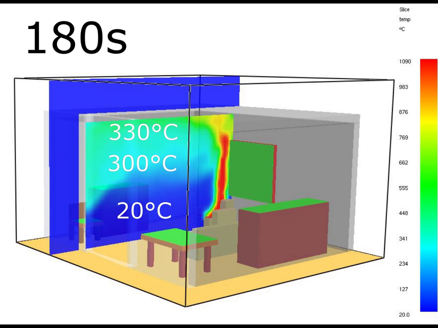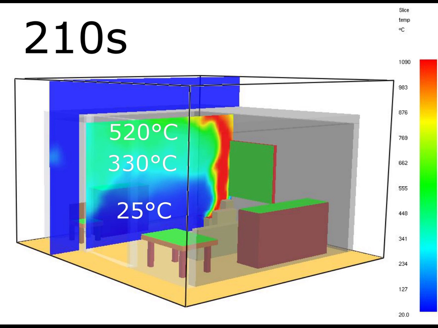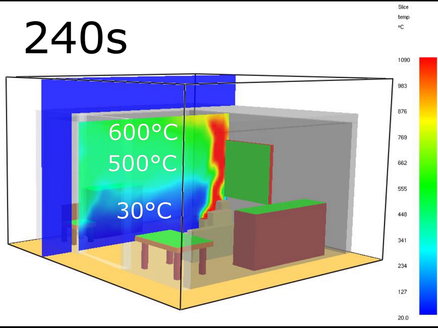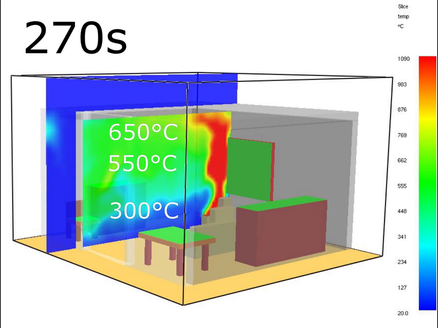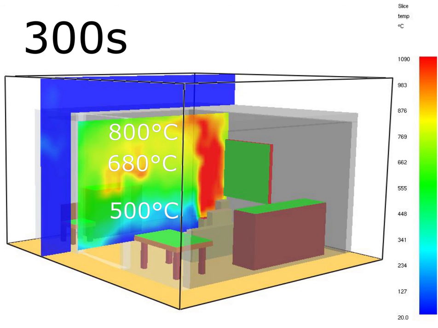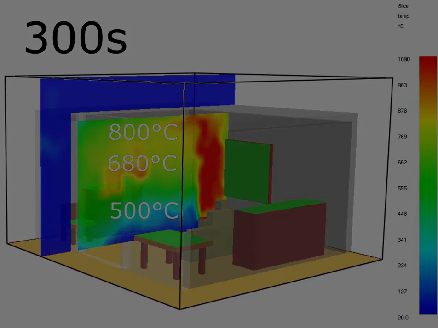In the simulation, flashover occurs between the 240th and 270th second. At this point we can see that the top layer has reached temperatures in excess of 650 degrees Celsius. More significantly, the lower layer has experienced a sudden spike in temperature.